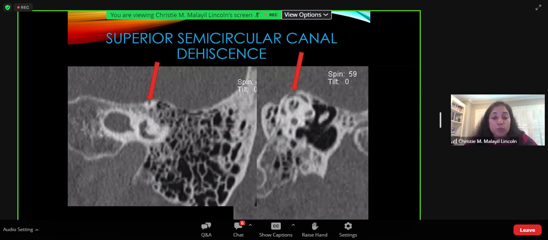So again, this is the concept of the third window, something that you can read about if you didn't completely understand it as I was explaining.